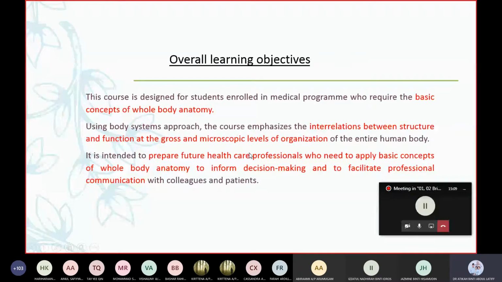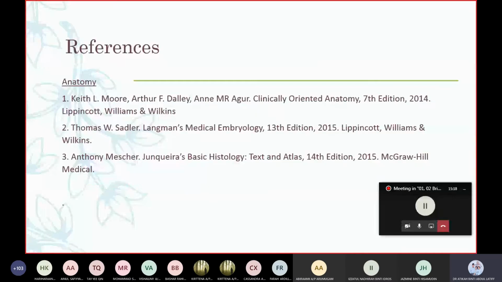Okay, so references. I think this is what we are using right now, but you can always use other anatomy books as well. There's quite a number of them.